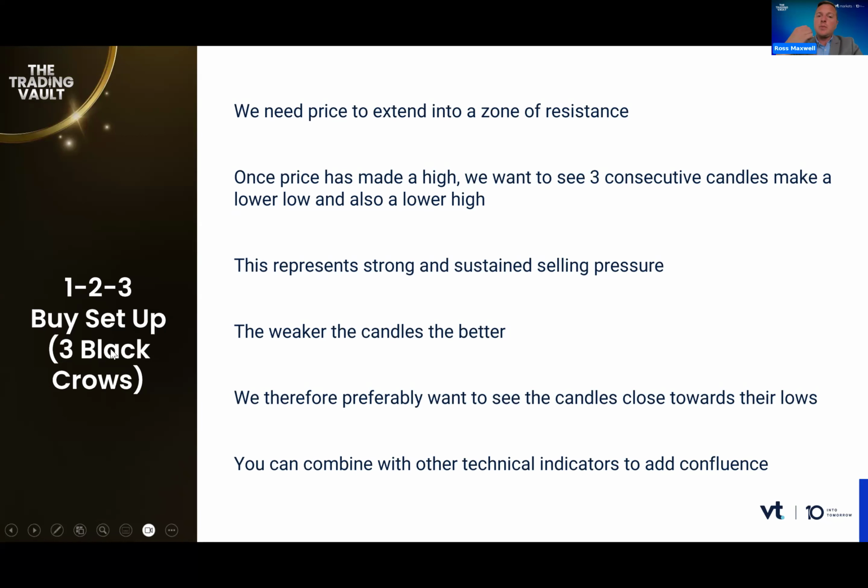So again, we need price to extend into the zone of resistance. Once price has made a high, we want to see 3 consecutive candles making lower lows and also lower highs. That's because this represents strong and sustained selling pressure. The weaker the candles, the better, so preferably we want to see the candles close towards their lows. And again, you can combine with other indicators if you wish.